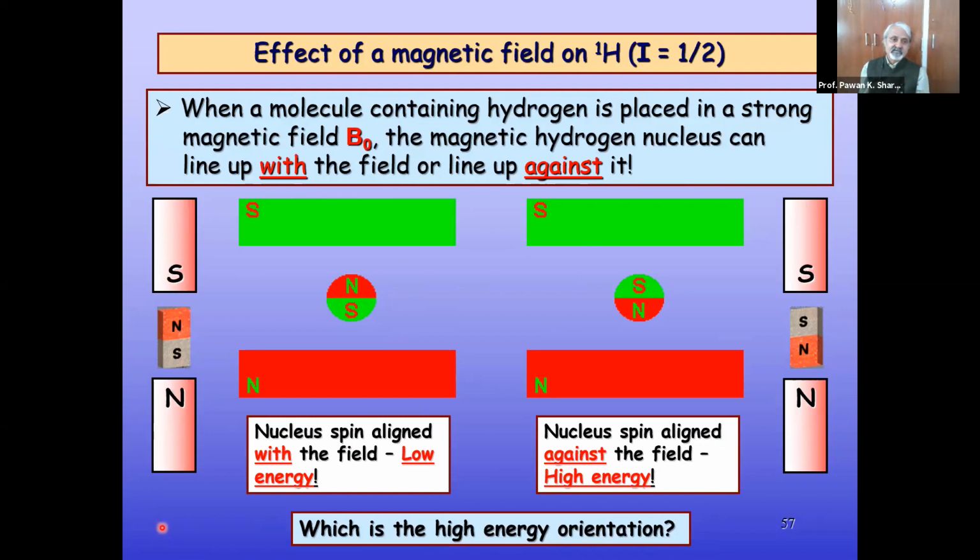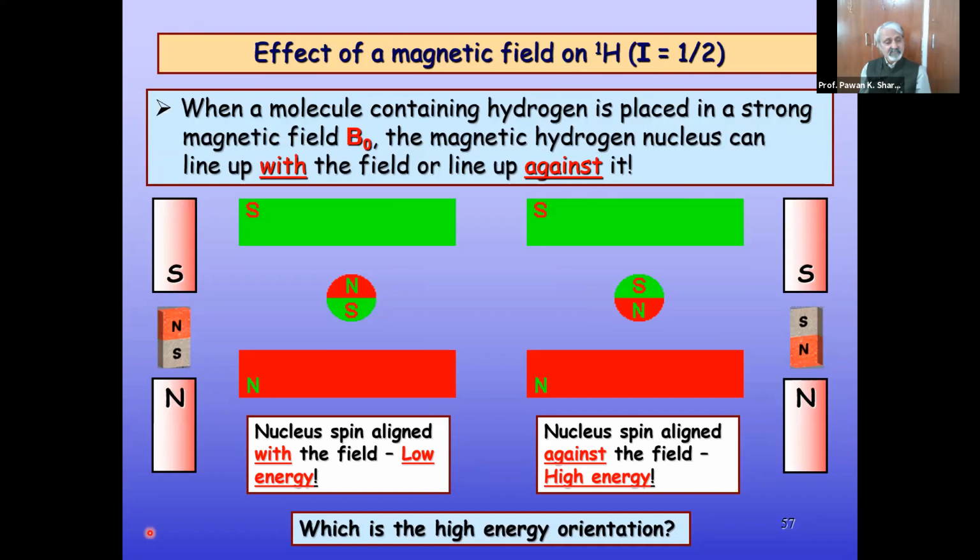Now this is the applied magnetic field, north and south. So here it is aligned, north south, north south. So that spin state, that energy level where the nuclei are aligned with the applied magnetic field, that would be of low energy. And the other one, where the nuclear spins are aligned against the applied magnetic field, those would be of high energy.